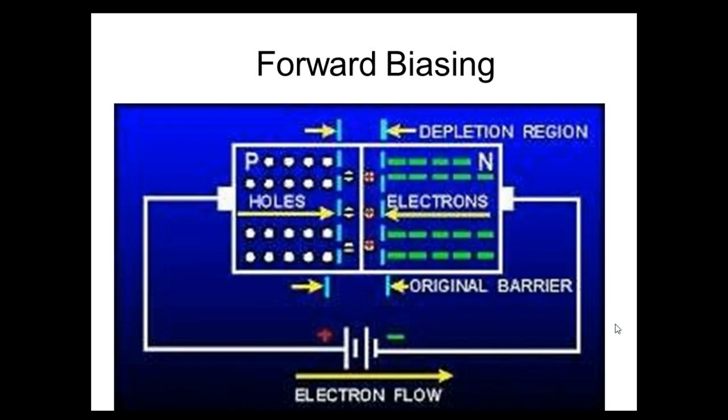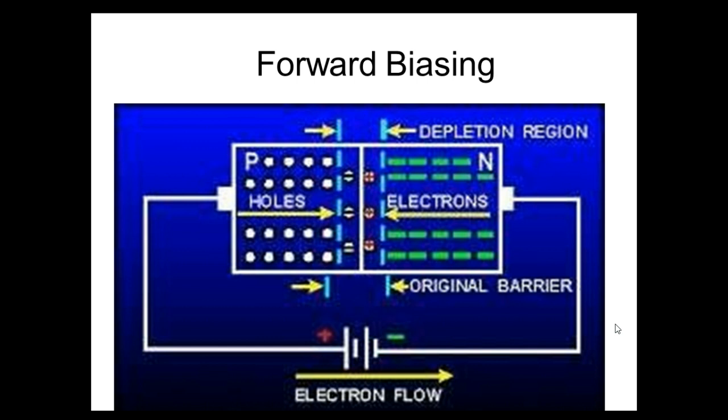In forward bias, you can see at the bottom there is a battery-like symbol that represents some external DC voltage. You must clearly watch the polarity. In forward bias, the positive terminal of the battery is connected to the p type material, positive to positive, and similarly the negative terminal of the battery is connected to the n type material. This particular arrangement is called forward biasing.